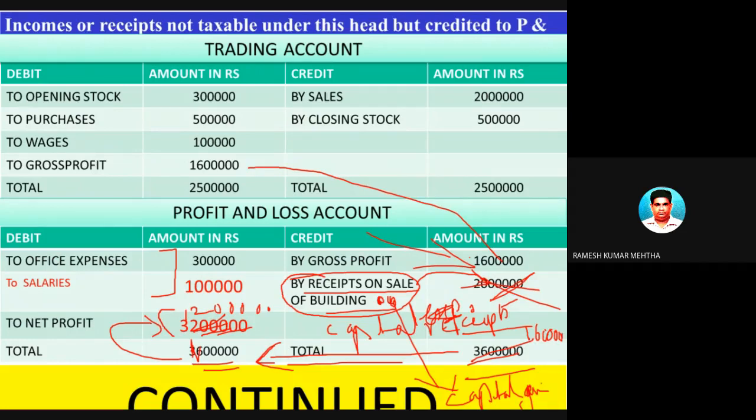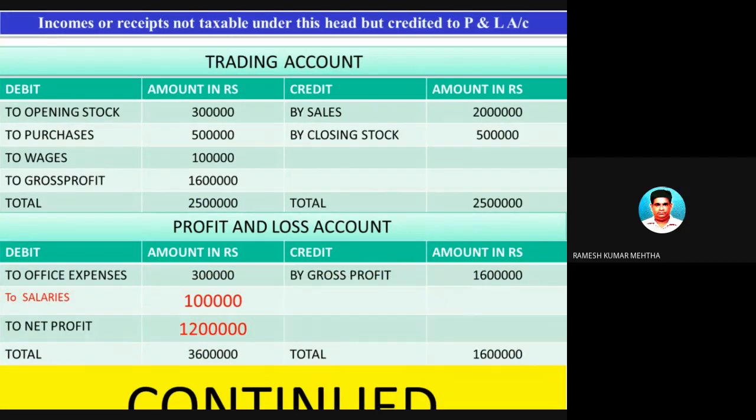So how did it happen? I have to reduce 20 lakh rupees, which is the capital receipt, from the profit. So any capital receipt should be deducted from net profit. Now, when I remove this, let's see how it appears in the profit and loss account. I have removed it, so the profit originally was 32 lakh rupees, and now it becomes only 12 lakh rupees once I have removed that 20 lakh rupees.